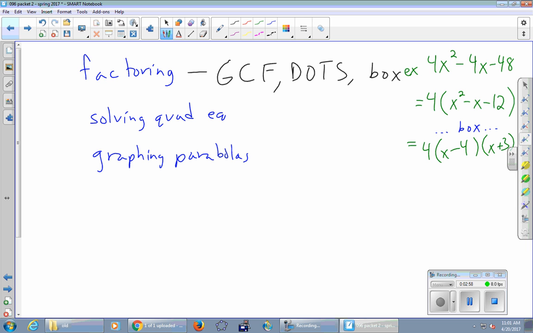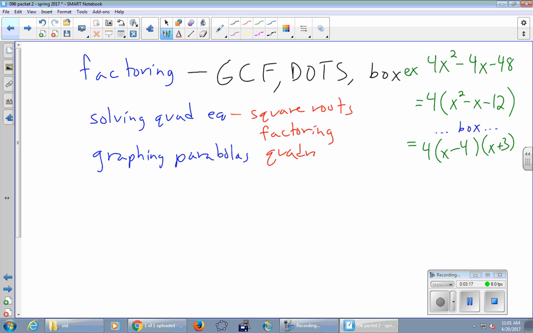Okay, solving quadratic equations. We had 3 techniques. One of them was using square roots. One of them was factoring. And the last one was the quadratic formula. And I'll show you an example of each of these 3 in just a second.